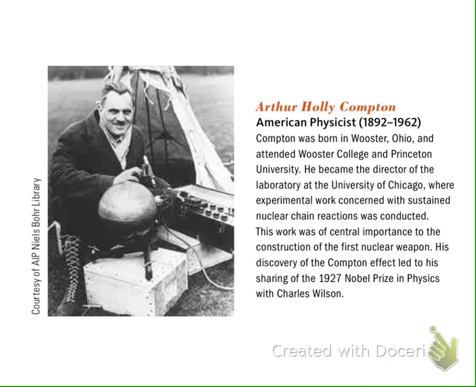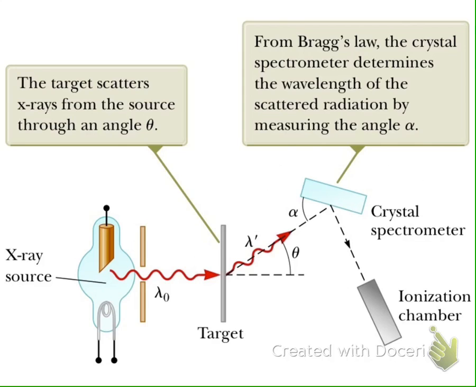The one who did this experiment and gave the explanation is Compton, and we call this the Compton effect. The experiment is something like this. You have the X-ray source and you shine the X-ray onto a target, which can be carbon, and then you investigate the scatter of the X-ray from this target, and you study the pattern of the scattering of the X-ray.